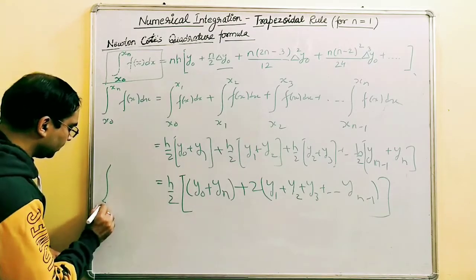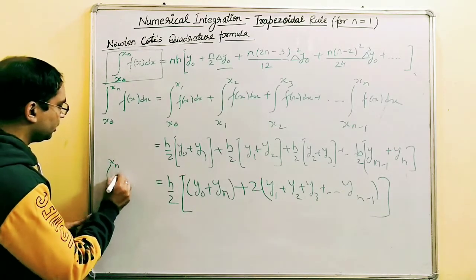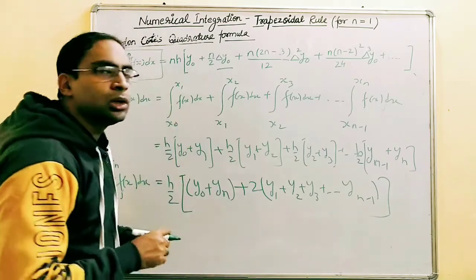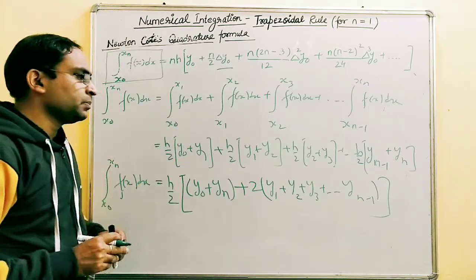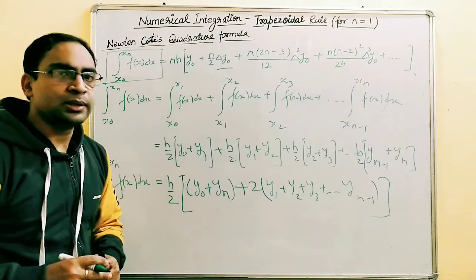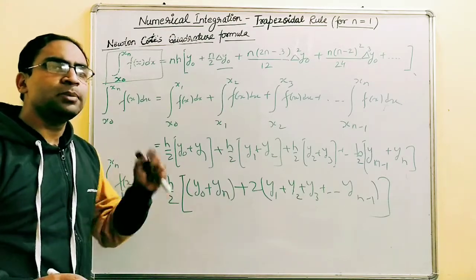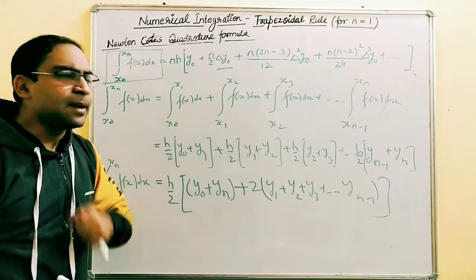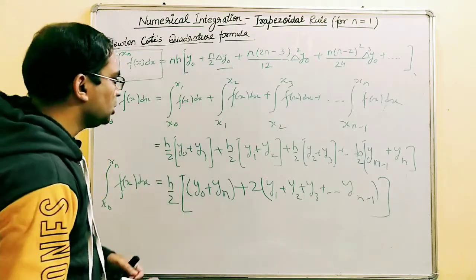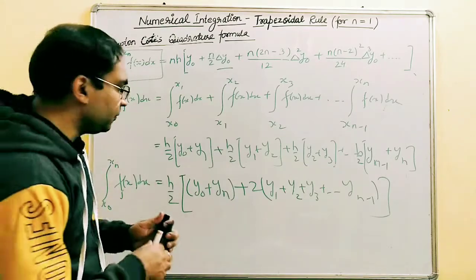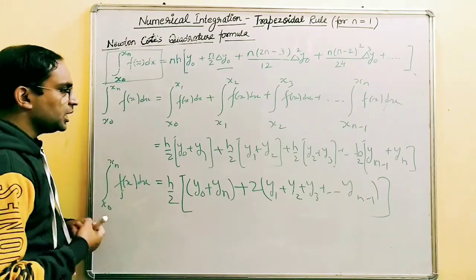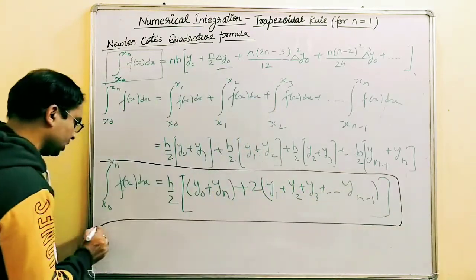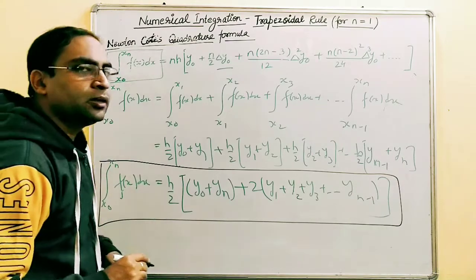So this is the final trapezoidal formula for n is equal to 1. That means the number of intervals must be multiples of 1. We'll see what this means in the example, and we'll see how we can use this trapezoidal formula to get the numerical integral. So this is the trapezoidal formula.